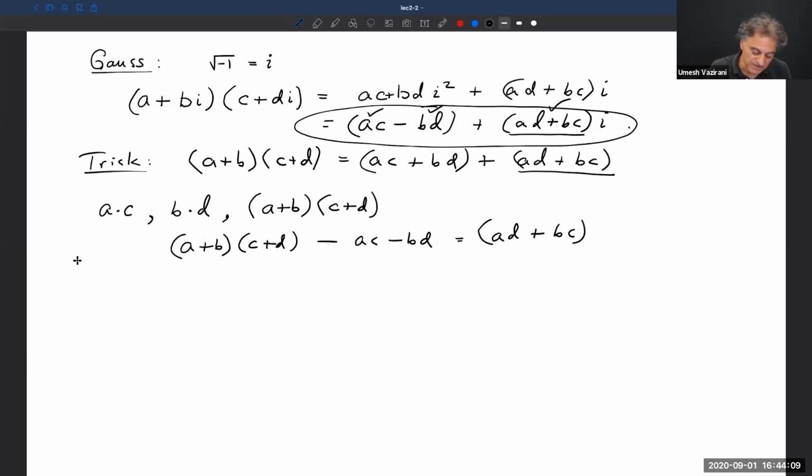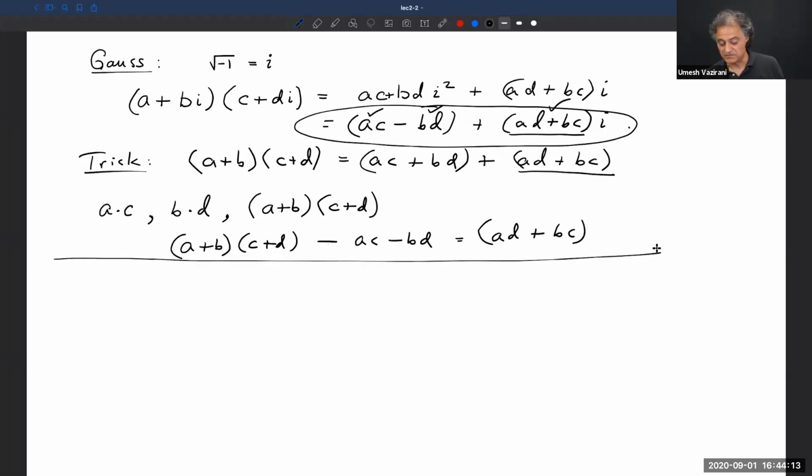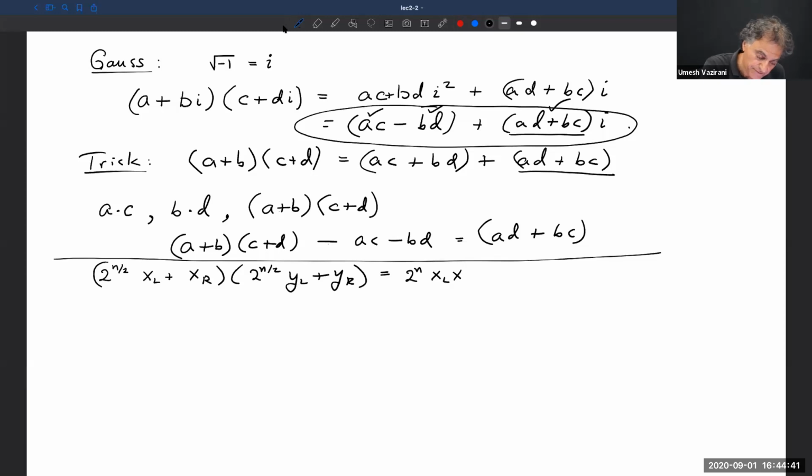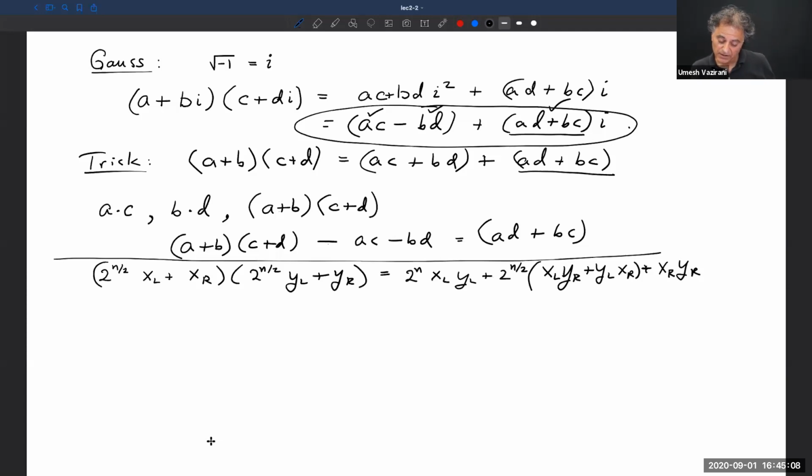Okay. So let's see what this does for us in terms of multiplication. So what it does is, we want to compute 2 to the n over 2 xl plus xr times 2 to the n over 2 yl plus yr. Right? Remember, this was 2 to the n xl times yl plus 2 to the n over 2 times xl yr plus yl xr plus xr yr. Okay. So now, see, this is the sort of thing we want.